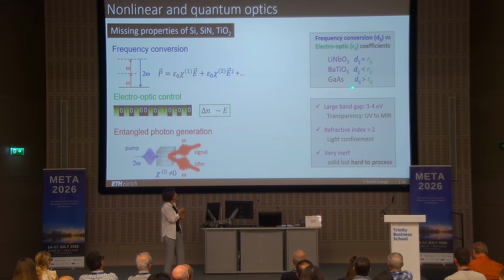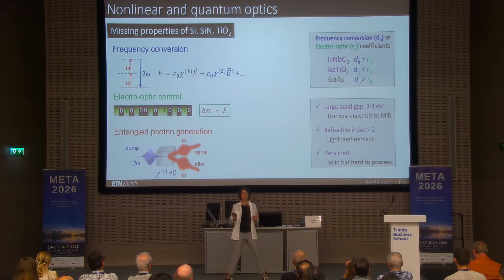And gallium arsenide, better not use it for electro-optic, there's no birefringence there, but for second harmonic generation or spontaneous parametric down conversion, as I will show you. So picking the right material is important.